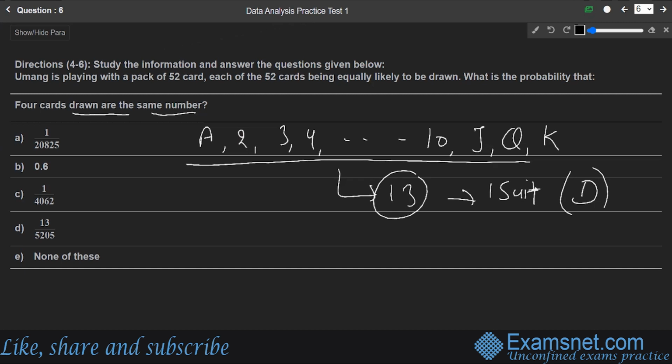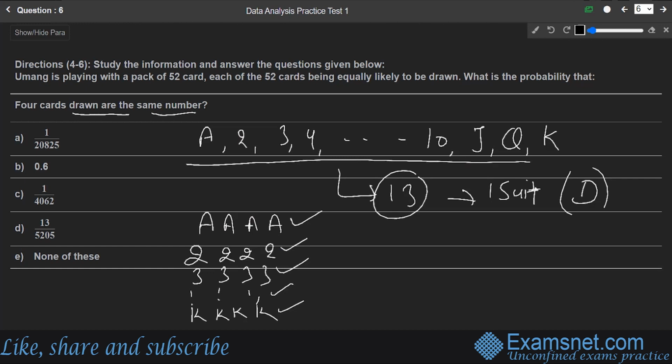What is being asked? The 4 cards are of the same number. So that same number could be all aces, or all twos, or all threes, and so on till all kings. So these types of combinations you can receive, all having the same number. So how many such combinations are there? 1, 2, 3, 4, and in all there are 13 such combinations. So clearly the favorable number of cases is 13.